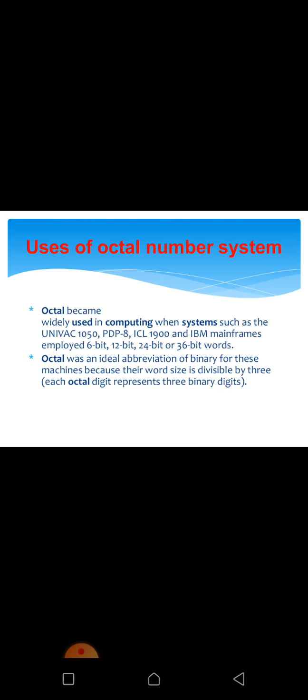Uses of the octal number system. Octal became widely used in computing when systems such as UNIVAC 1050, PDP-8, ICL 1900 and IBM mainframes employed 6-bit, 12-bit, 24-bit or 36-bit words. Octal was an ideal abbreviation of binary for these machines because their word size is divisible by 3 and each octal digit represents 3 binary digits. Actually, an octal number can be made from binary numerals by grouping consecutive binary digits into groups of 3, starting from the right.